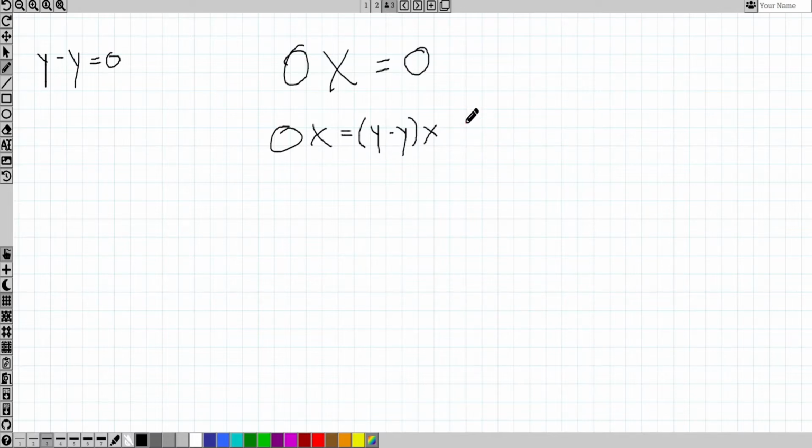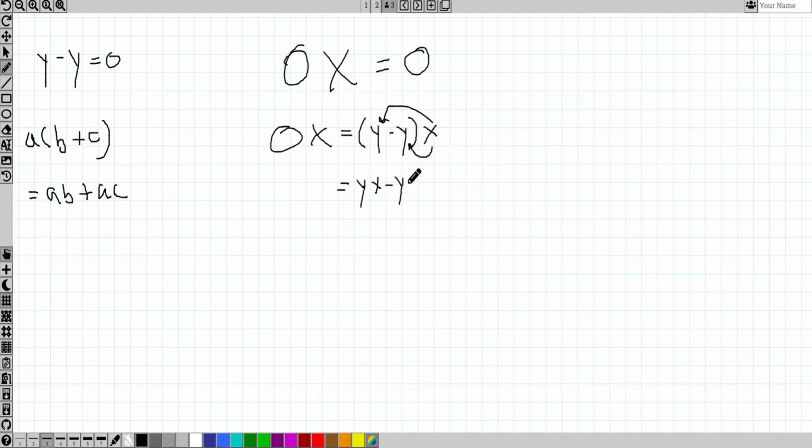Well, we have the distributive property, which basically says that, I'll use different letters here, A times (B plus C) is the same thing as AB plus AC. And so this means that I can just pull this x, it's actually on the other side here, right next to these guys, on the right here. And so that'll be equal to yx minus yx.